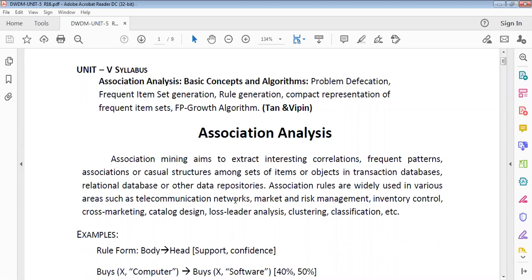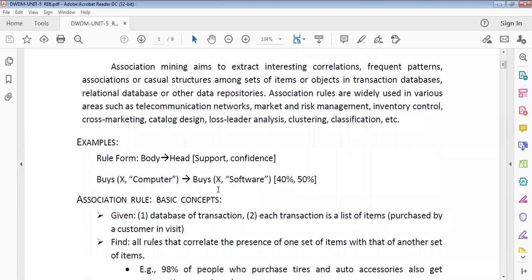See the example here. A rule has a body and a head, with support and confidence. For example, this is the body. What is the relationship between support and confidence that you have to represent? That is the head. For example, if X purchases a computer, he also buys computer software. X is the person who buys the computer, and he may buy the computer software as well. That is the 40% and 50% you represent. That is the rule we represent in association.